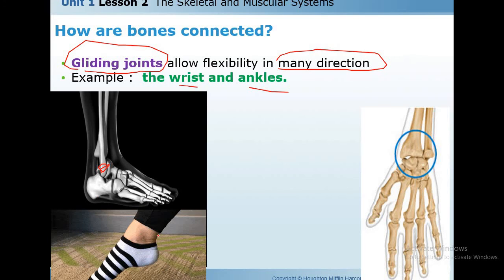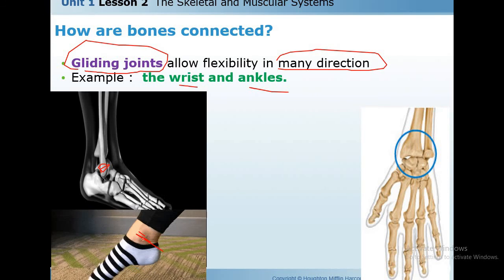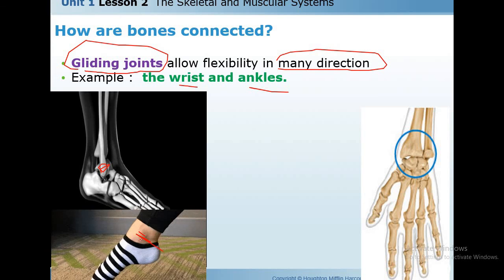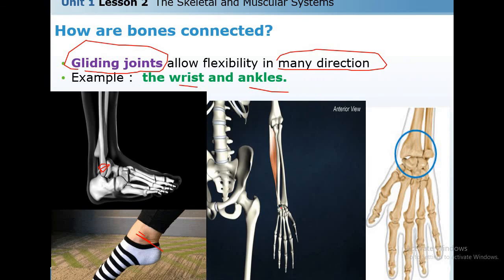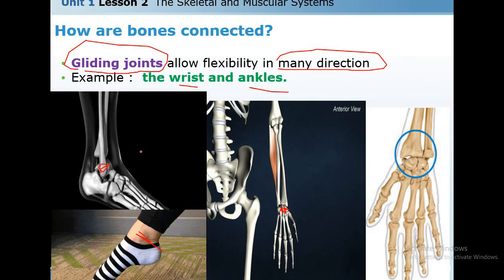Look, the joint here, the joint here, allows movement in many directions. It's very flexible. This type is called a gliding joint, found in the wrist of your hand. Look, the wrist. This joint is called a gliding joint, that allows bones to move in many directions, like in the ankle and in the wrist.